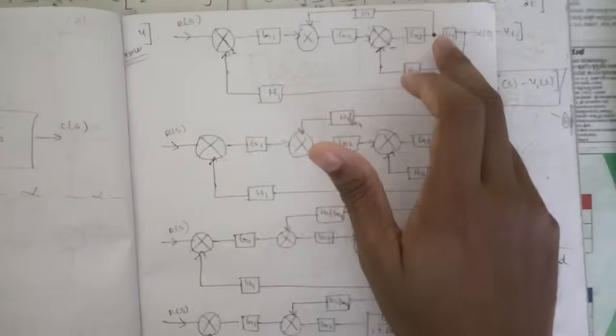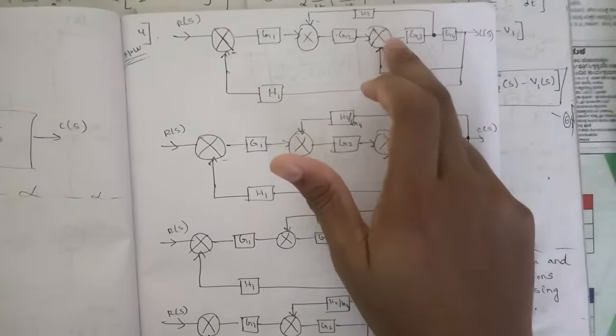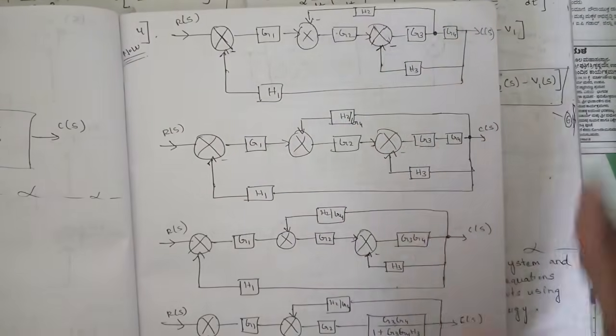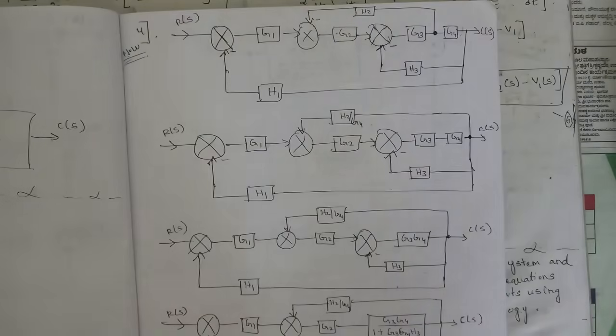Similarly for a takeoff point, whenever we shift the takeoff point behind the block, it would be getting multiplied, and whenever we shift the takeoff point in front of the block, it would be getting divided. Okay, so these are some of the rules. Using those rules you should be trying to solve block diagram reduction.